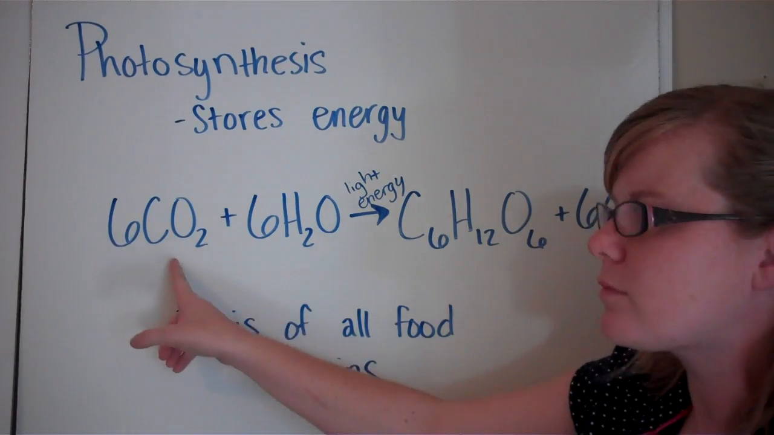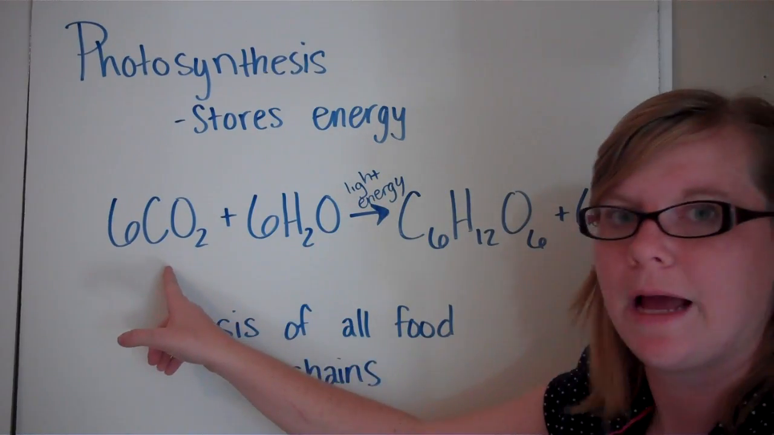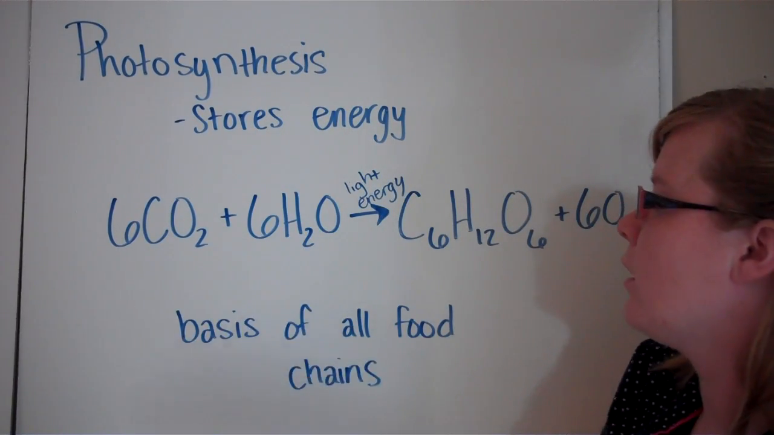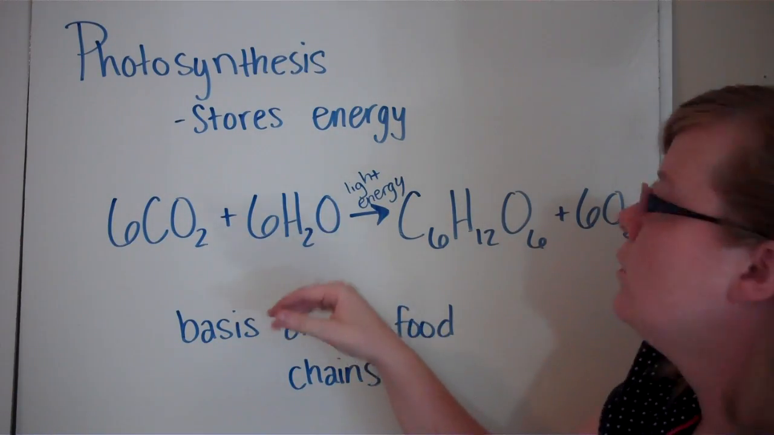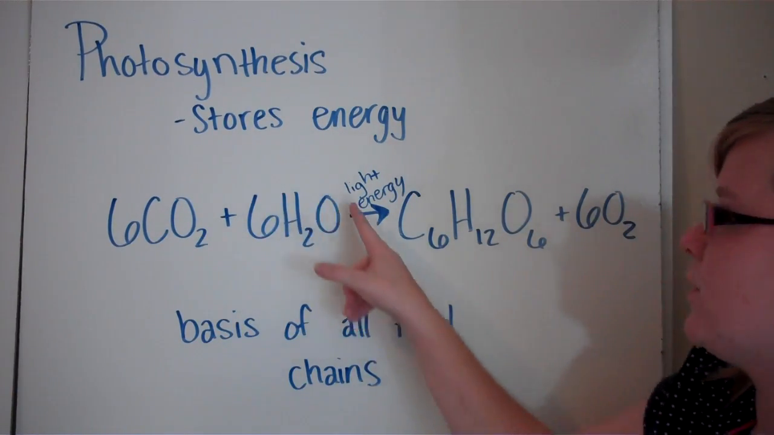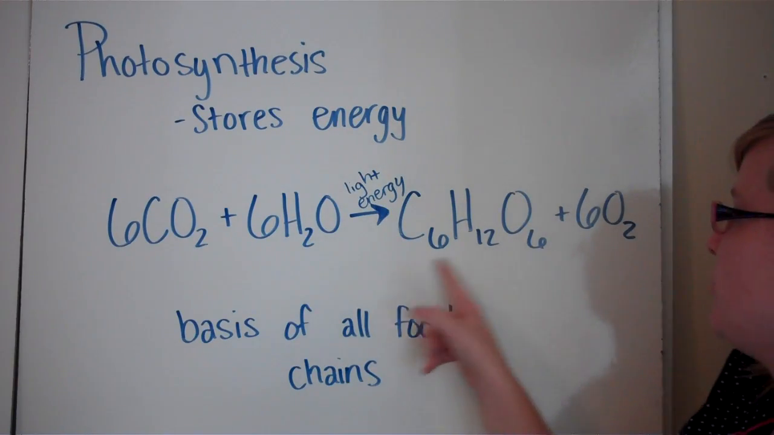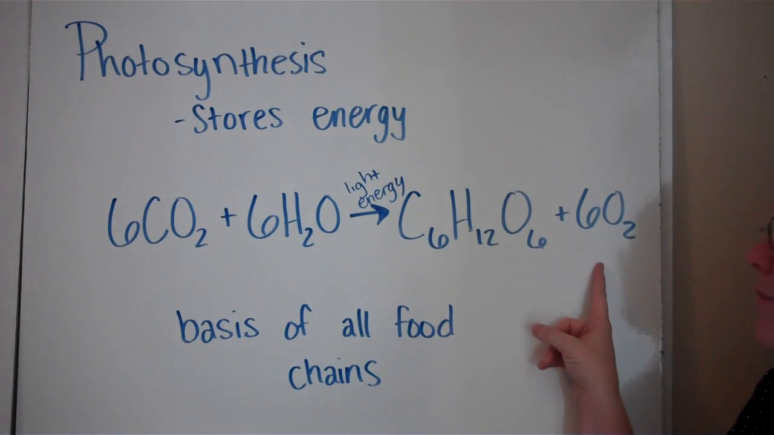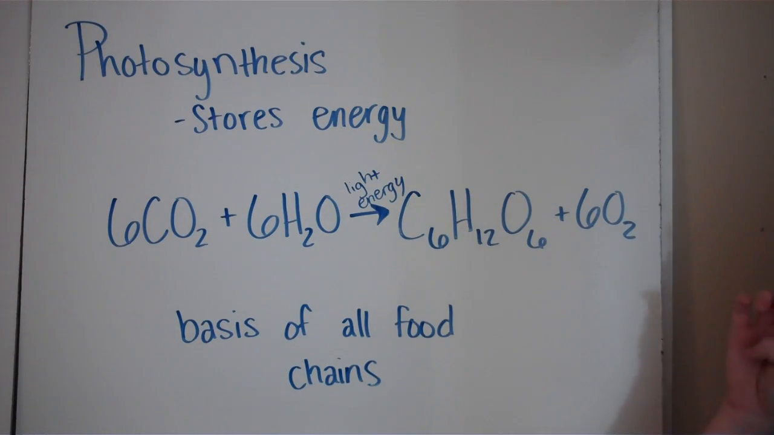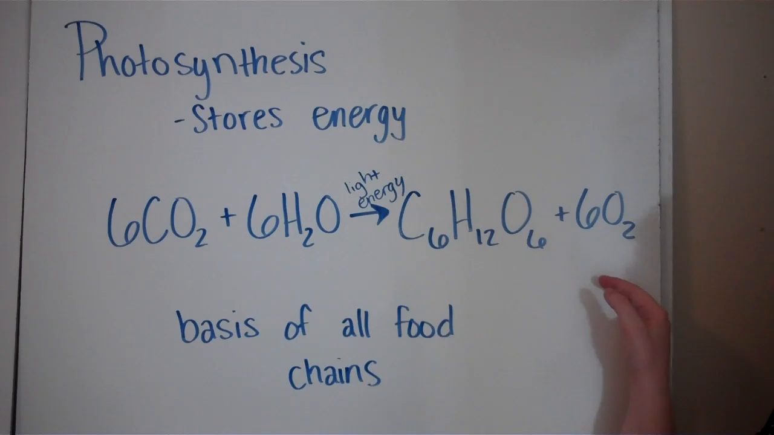So we have 6 molecules of carbon dioxide, 6 molecules of water are actually going to combine or react using light energy, so from the sun, to create one glucose molecule and 6 molecules of oxygen, so 6 molecules of O2. So this is our photosynthesis equation.